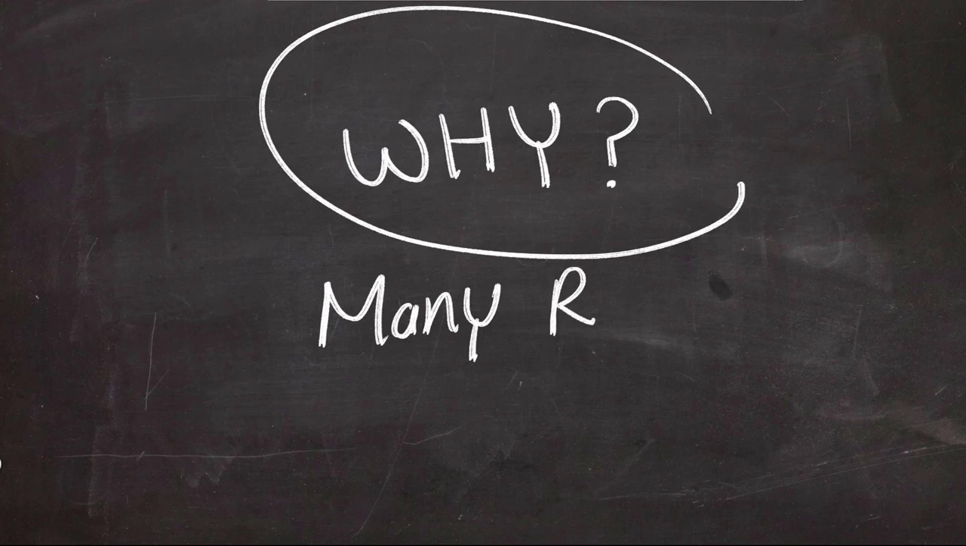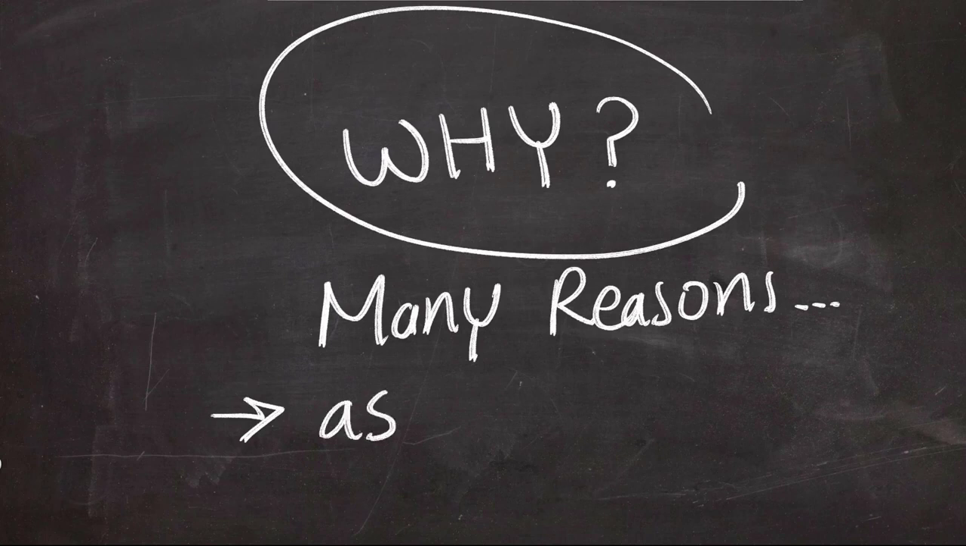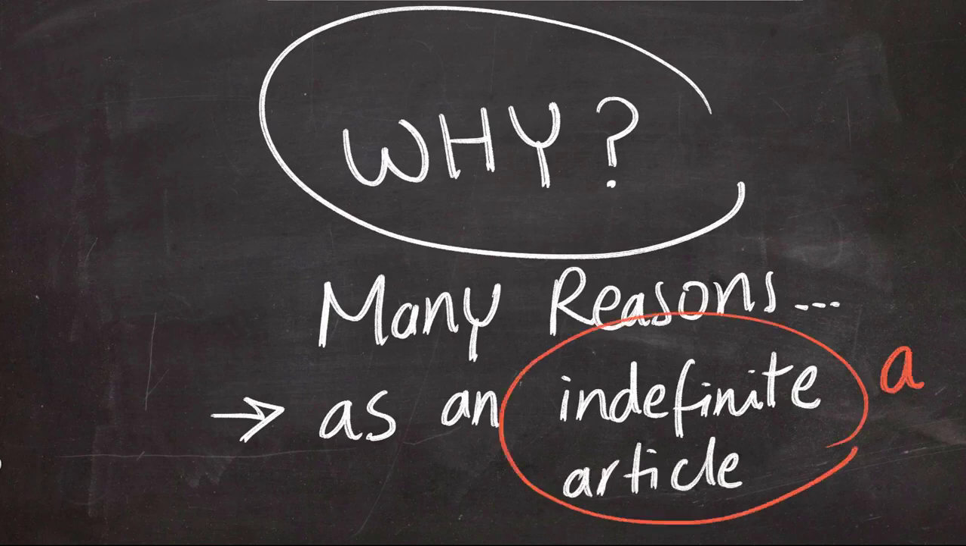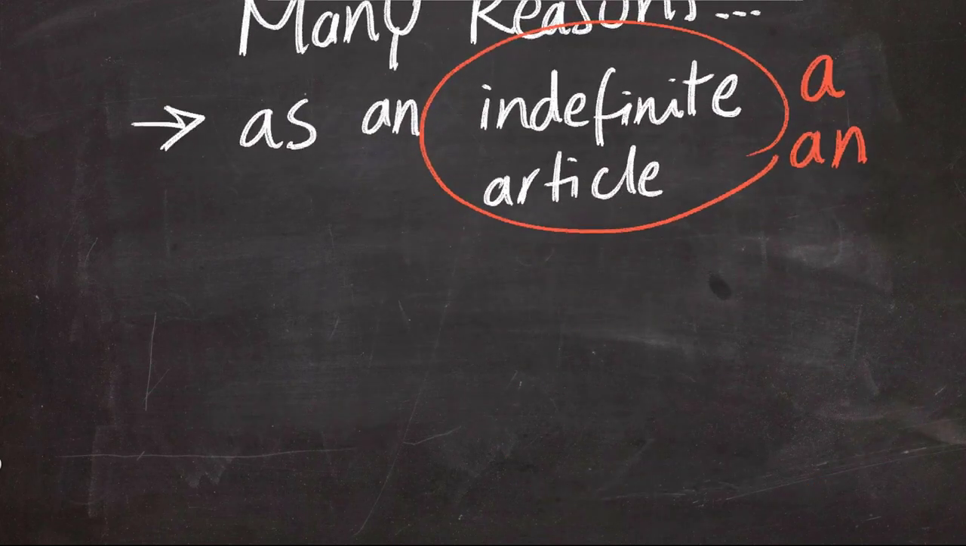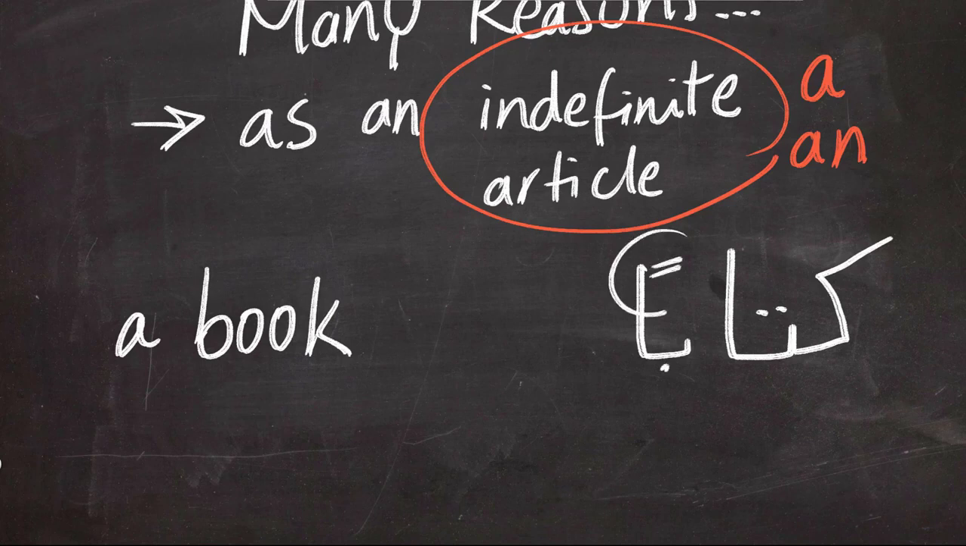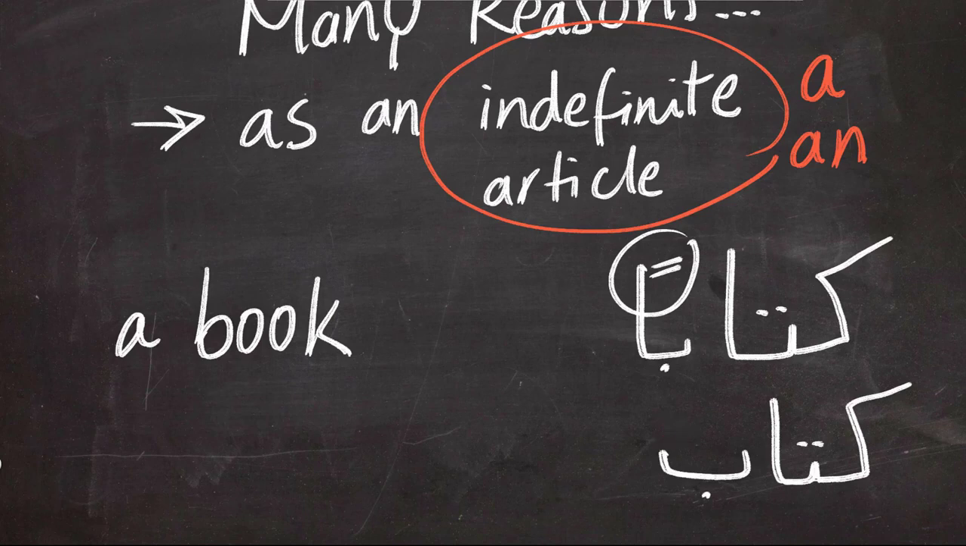There are so many reasons why we use Tanween, and I'm not going to talk about all of them here today. But the most major reason and the most common one is using Tanween as an indefinite article. Indefinite article, in English, for example, they are A and An. So instead of using A and An in English, we're using Tanween in Arabic. So we can translate a book in English to Kitaban, or we can also translate it to Kitabun or Kitabin.